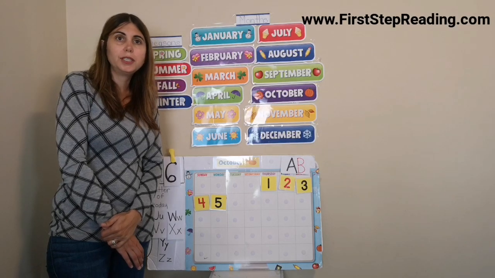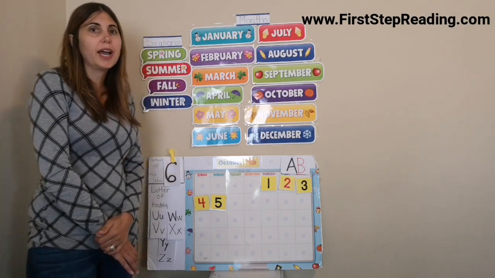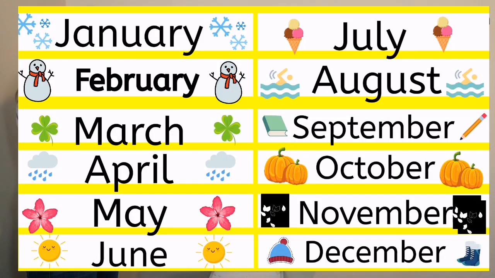We're going to do some learning together. We're going to start with our calendar. This is our calendar. There are 12 months in a year. Can you say them with me? January, February, March, April, May, June, July, August, September, October, November, December. Those are the 12 months of the year.